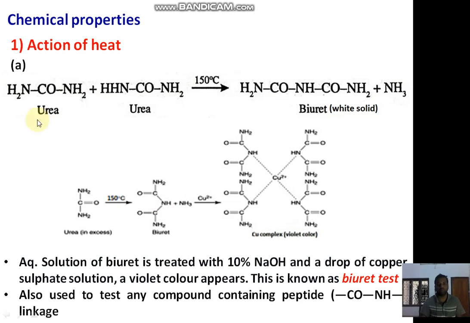So this test is being used in our organic laboratory experiments to detect the presence of urea, this biuret test is being used. You will be doing this in practical.